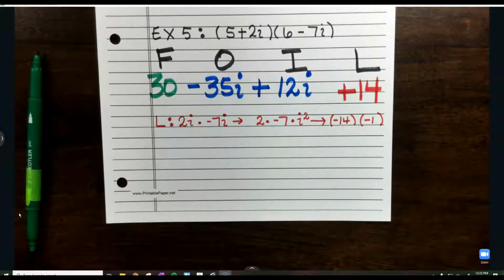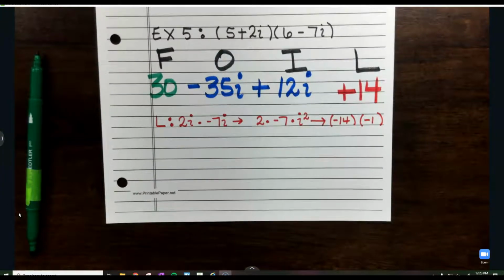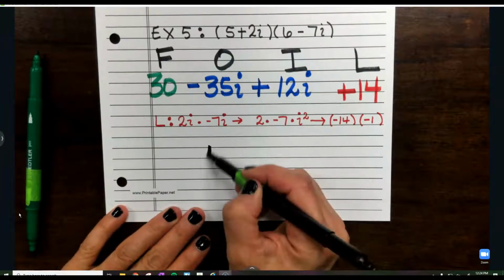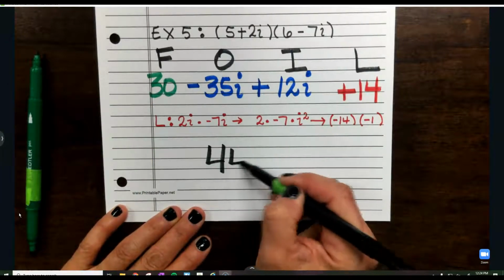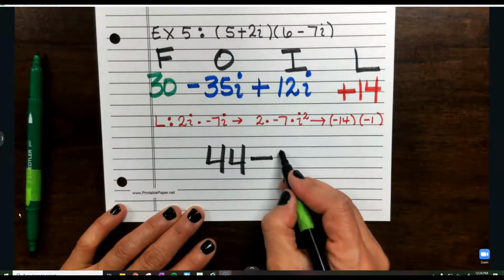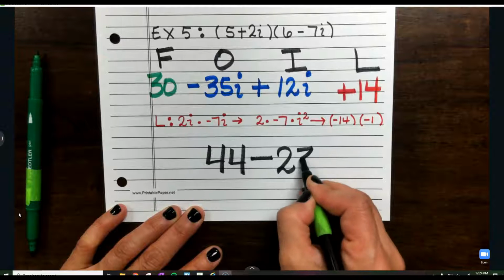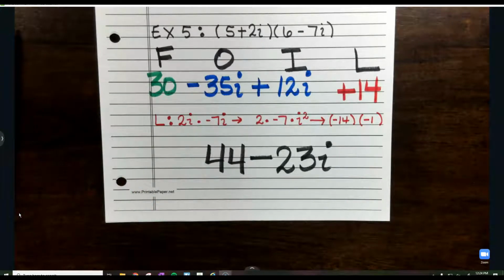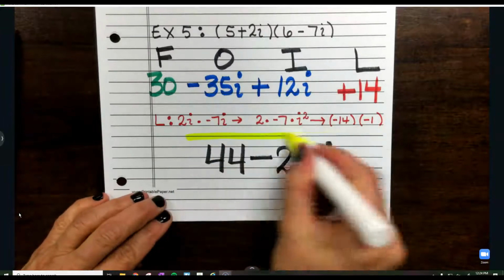And then that's it. We're just going to combine. But what do you guys notice? The two inside numbers combine, but that's not the only thing that combines. The two outside numbers combine too. So let's write the real part first. Let's write 44 first. I'm just going to write it below here. So it's going to be 44 minus a 12 and a 35 is going to give me a negative 23. You do have to write the real part first. Don't forget to do that.